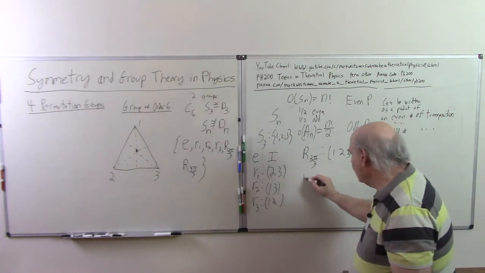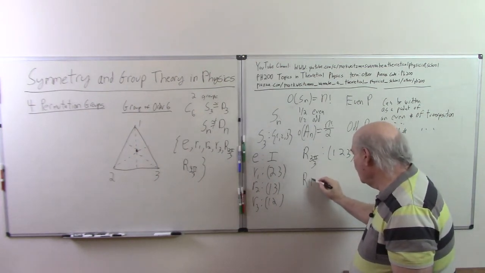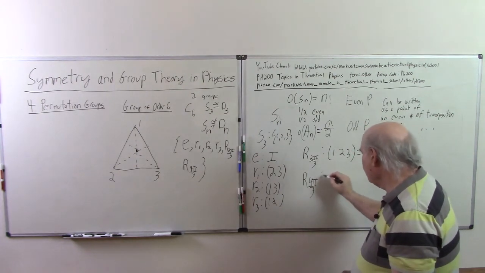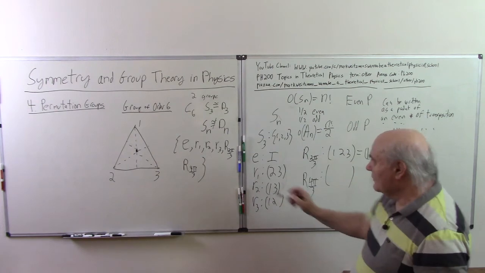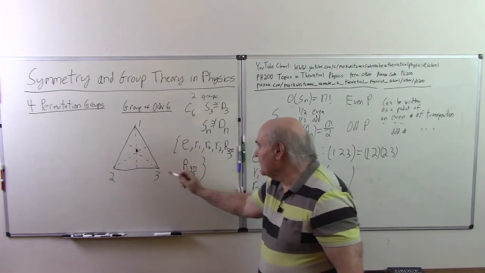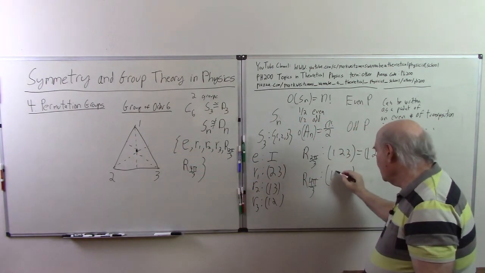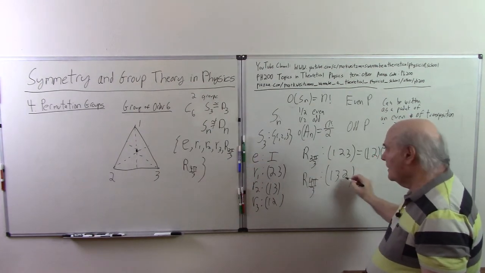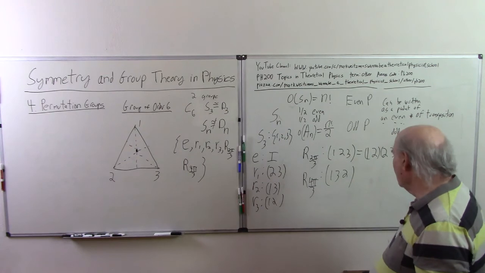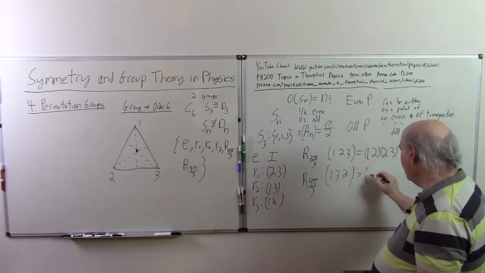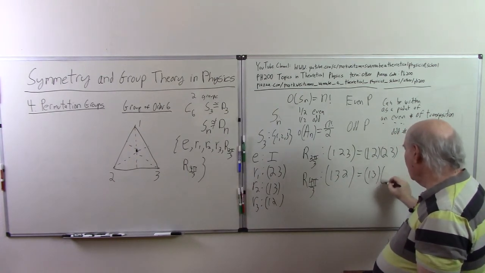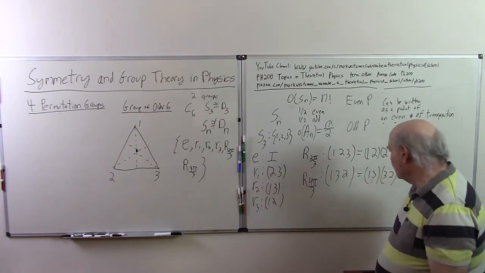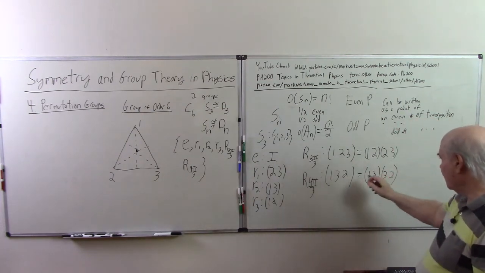Okay, I should have done this one too. R 4 pi over 3. Now when we rotate by 240, 1 goes to 3, 3 goes to 2, and 2 goes to 1. And we can write this also as (1 3)(3 2). So you can see that they're a little bit different in how they end up being written.